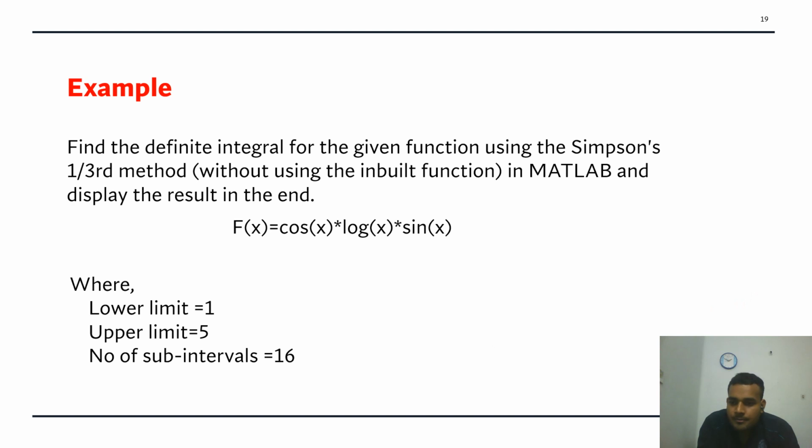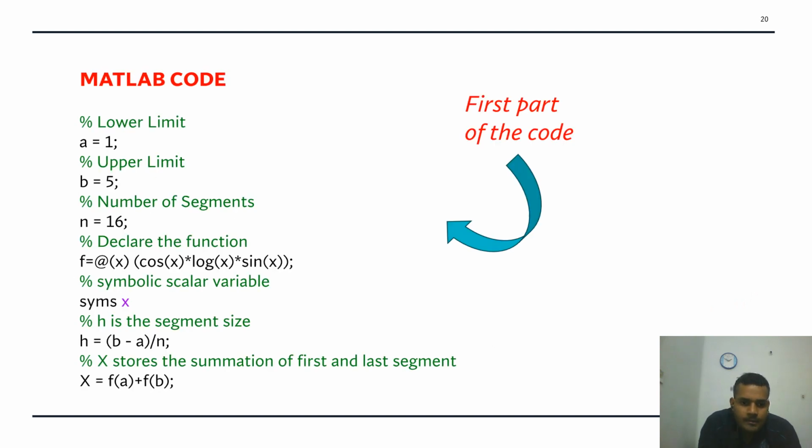Now the first part of the code for Simpson's one-third method is: firstly we will define the lower limit and then the upper limit and number of segments, and then declare the function, or you can say define the anonymous function for f(x) as f = @(x) cos x multiplied by log x multiplied by sin x.